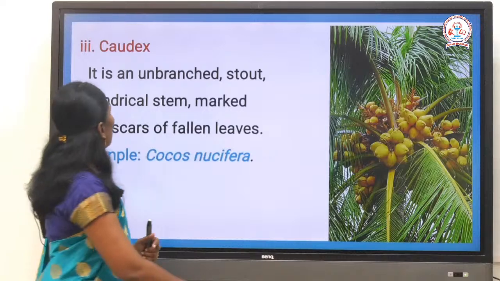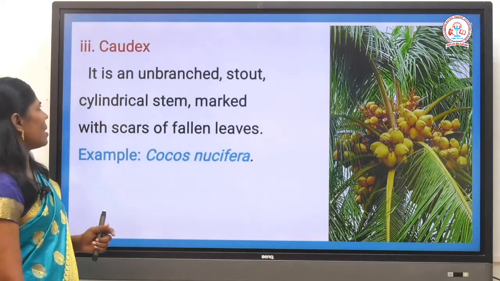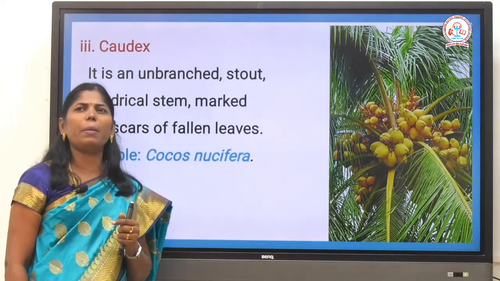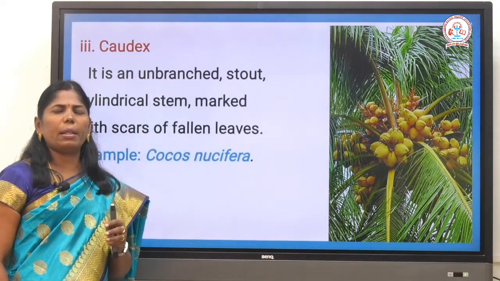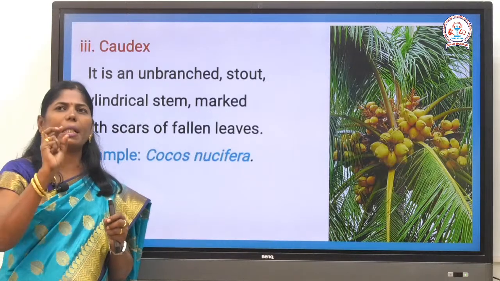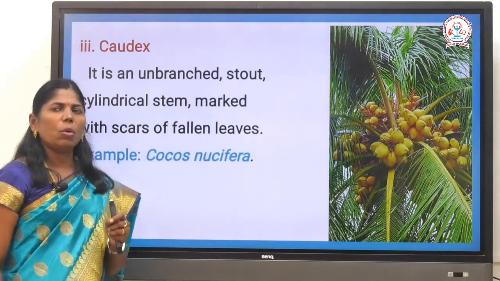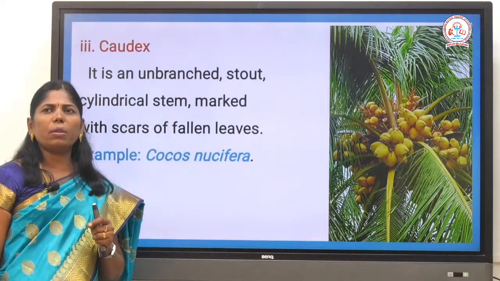Next one is caudex. The caudex is unbranched; there are no branches in this. We can see the scars of fallen leaves at the places where the leaves fell. The example is Cocos nucifera, the coconut tree.